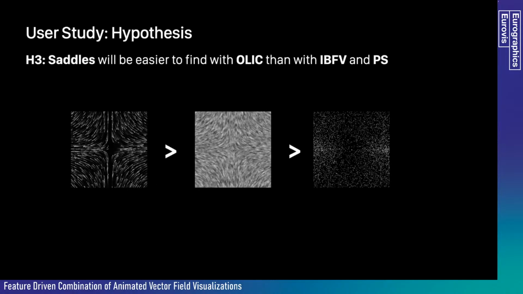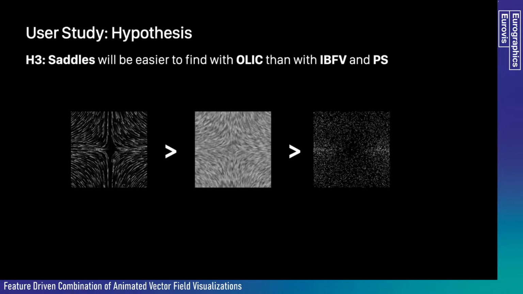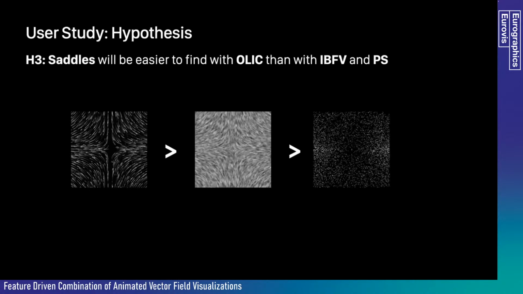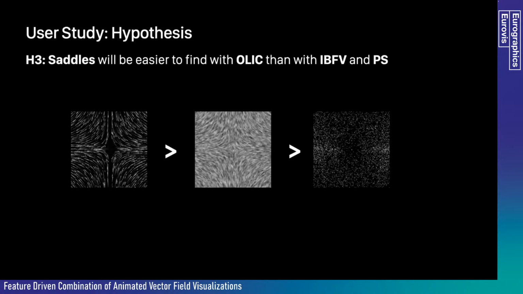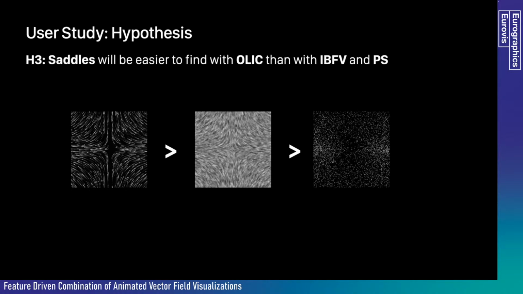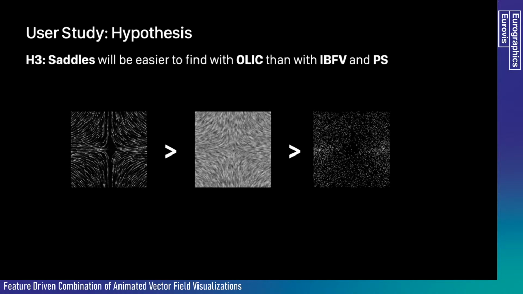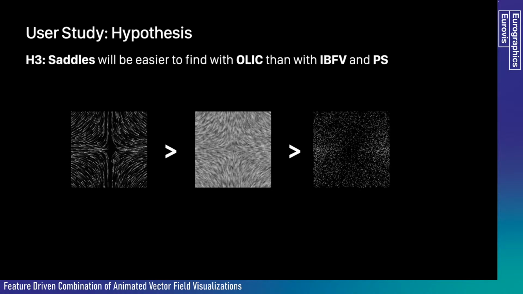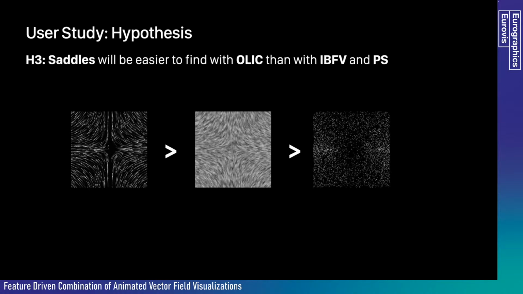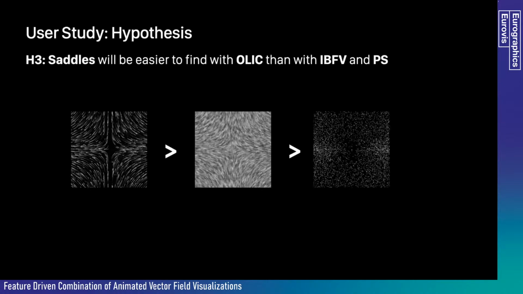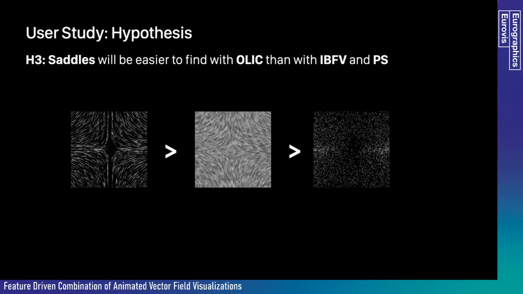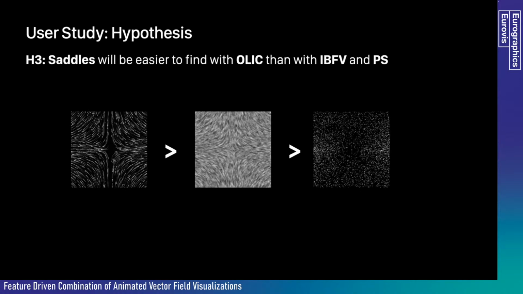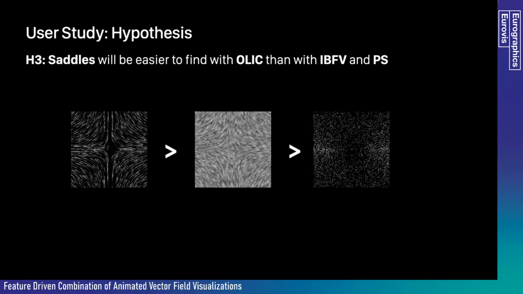Third, as saddle points both repel and attract flow, they should be easier to find using oriented line integral convolution, because this technique shows orientation and direction explicitly through the droplets. Particle system encodes direction only via the points' animation, so it will perform worse. Image-based flow visualization encodes direction in the texture patterns, which present lower contrast than oriented line integral convolution droplets. So it should work better than particle system, but worse than oriented line integral convolution.